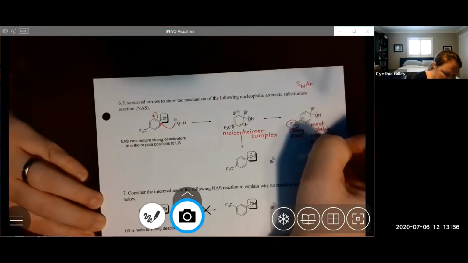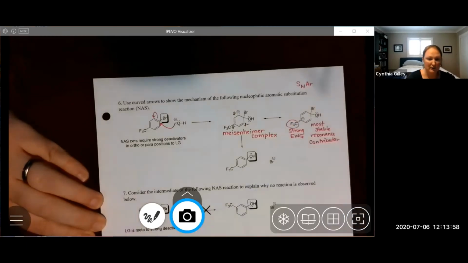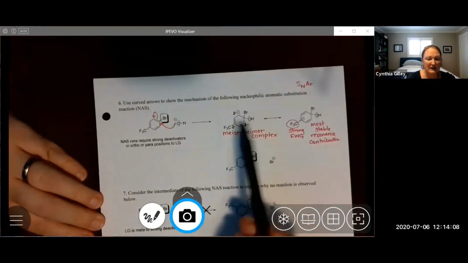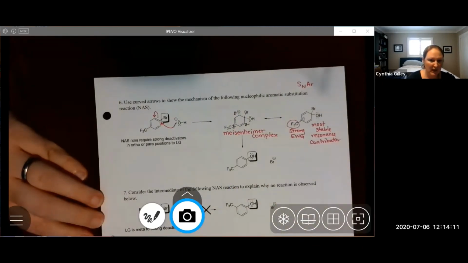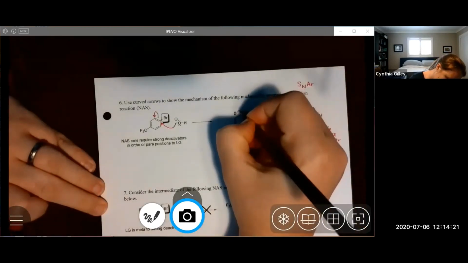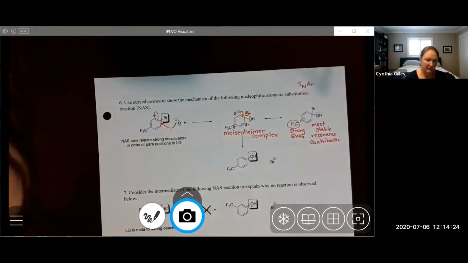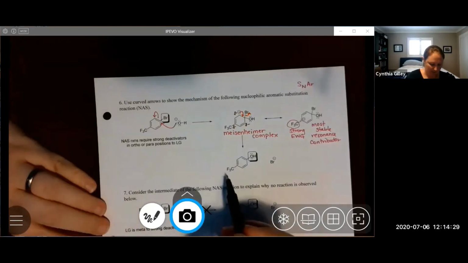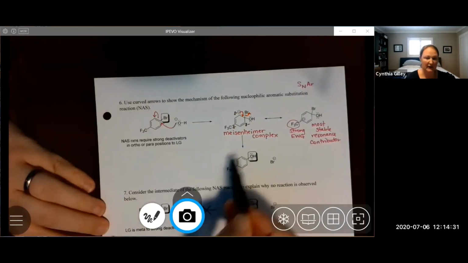And it's very important that you're able to draw a resonance contributor where the negative charge is next to a strong electron withdrawing group. That helps stabilize it and makes this intermediate lower energy and easier to form. Okay, so from there, the mechanism, we're just going to kick out the leaving group. We'll regenerate the pi bond and do loss of a leaving group. And we end up with the leaving group gone and the substituted product.